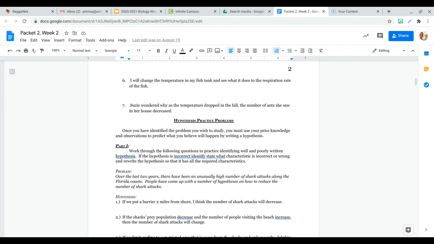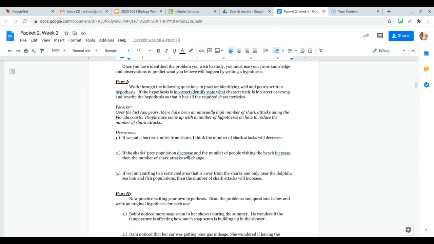And number 7 is also poorly written because it's not an if-then format. Okay? So what we could say, if the temperature decreases in the fall, then the number of ants will decrease in her house.